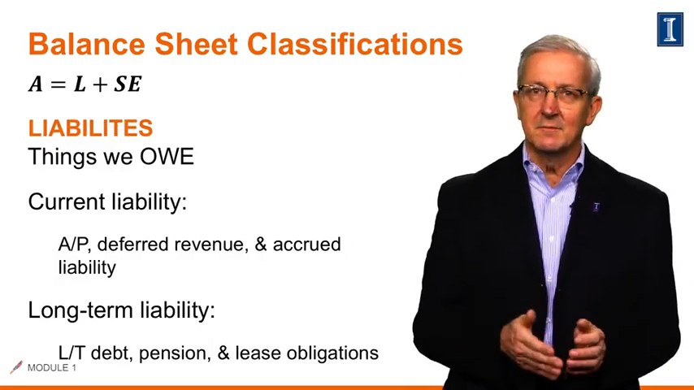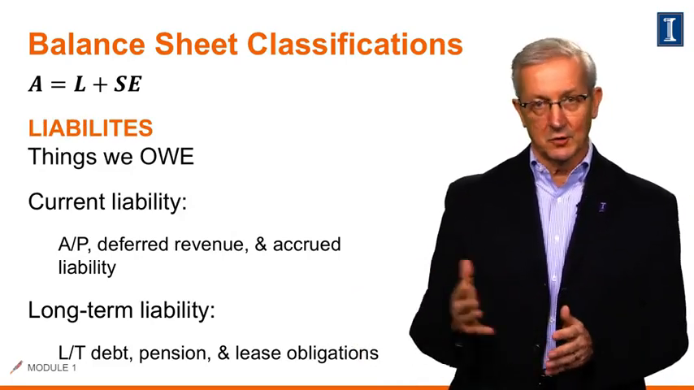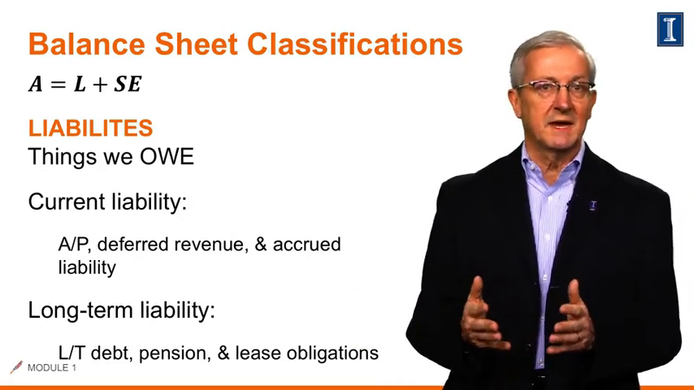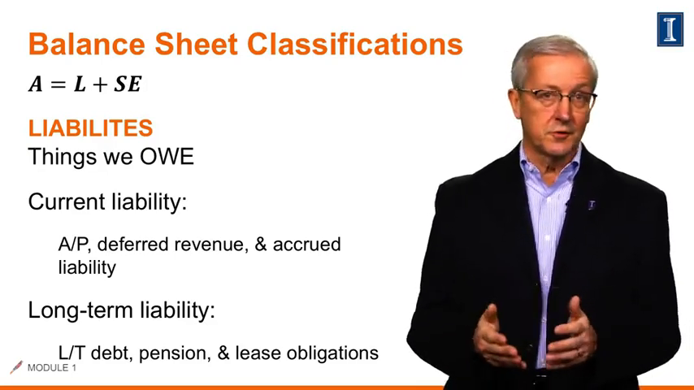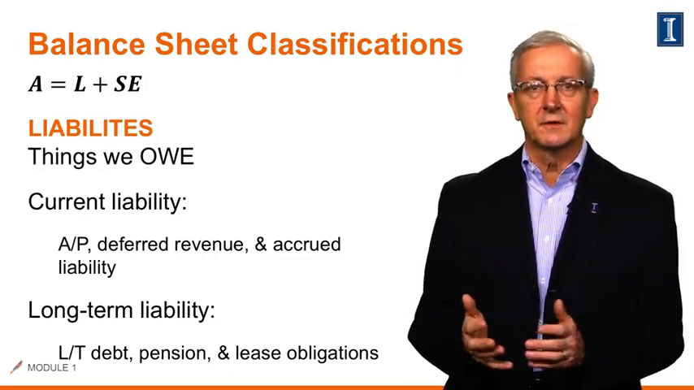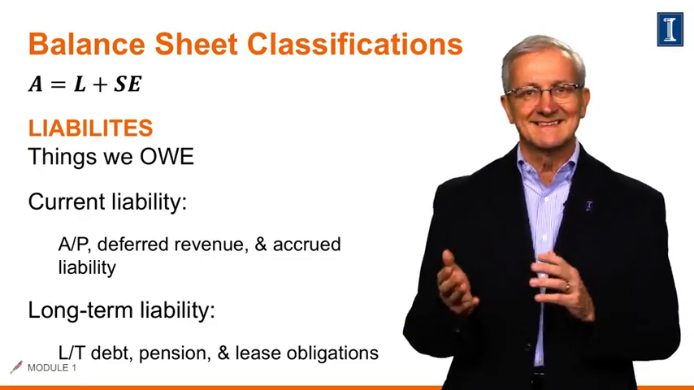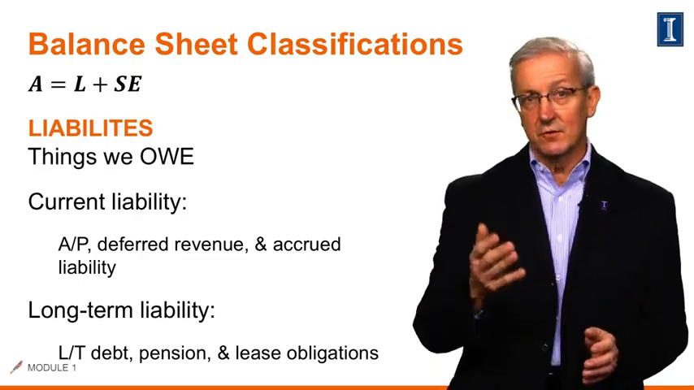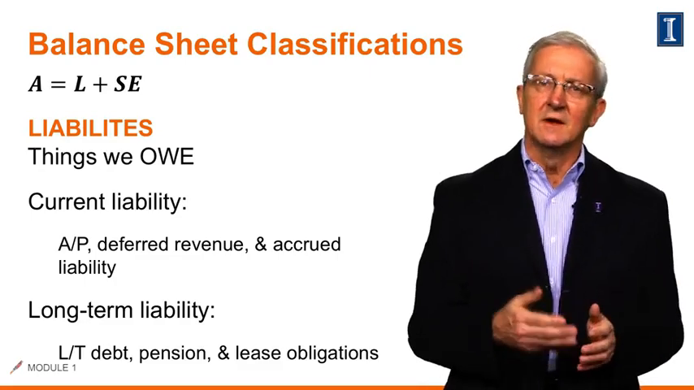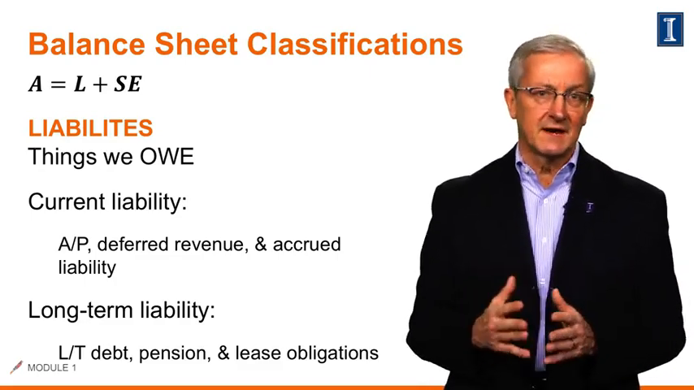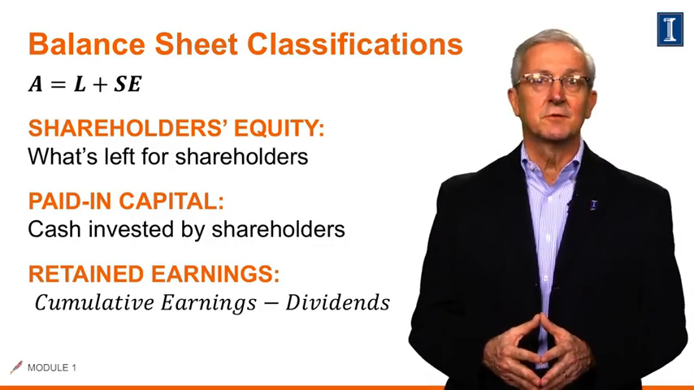Next, let's discuss the liabilities, the things we owe to others. Again, there are two types. Current liabilities, those liabilities that must be paid within the next year. Such examples would be accounts payable, deferred or unearned revenue, as well as accrued liabilities. And the second type is long-term liabilities, those liabilities that extend beyond 1 year, such as long-term debt, as well as your company's pension and lease obligations, which will be covered in much more depth in the next course in the specialization.